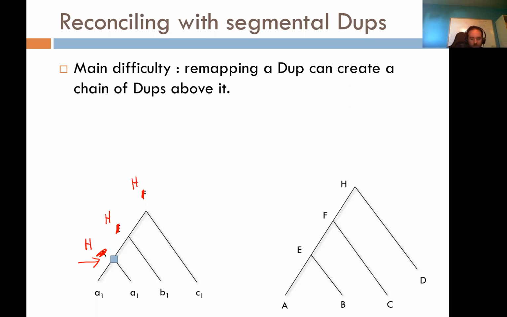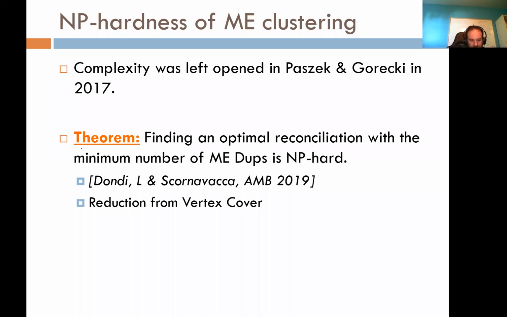But according to the rules of duplication, now this has to be a duplication, and this has to be a duplication. So the main challenge is that whenever you change something, remap a gene, this has the potential to create a whole chain of duplications above it. And you have to be careful about what you remap and where, to create chains of duplications that are well controlled. That's the main intuition behind the difficulty, and the complexity of the algorithmic problem was open.